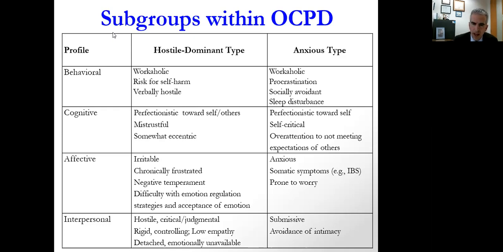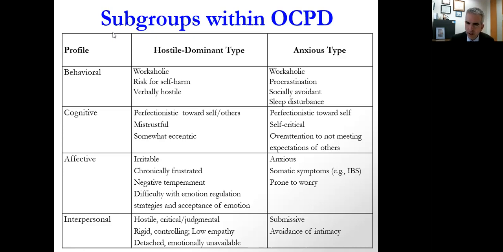On the affective or emotional side, the hostile dominant type are irritable, chronically frustrated, feeling like the world is always letting them down. People are never meeting their standards. They tend to have a negative temperament, difficulty with emotion regulation strategies and accepting emotions. Whereas the anxious type, as the name suggests, are anxious. Because they're internalizers, they tend to have somatic symptoms such as irritable bowel syndrome. They tend to be prone to worry. Generalized anxiety disorder can also be a comorbidity here.